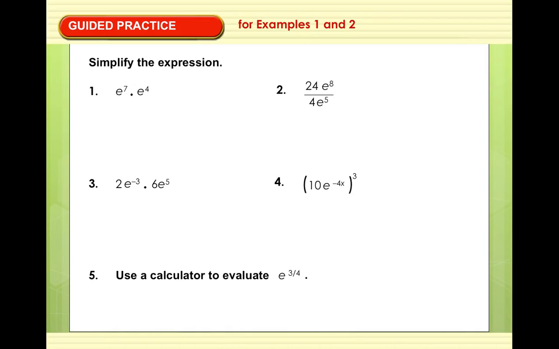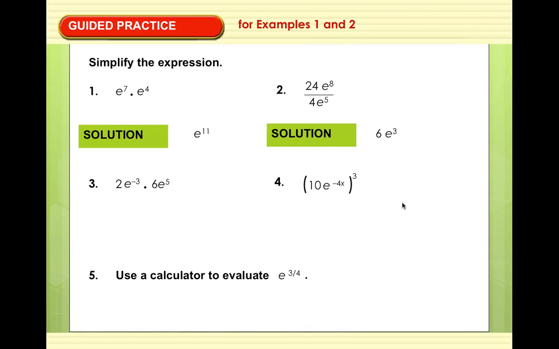Alright, so in number 1, we have e to the 7th times e to the 4th. That means we just need to add exponents to simplify our expression to e to the 11th. In number 2, we have 24e to the 8th over 4e to the 5th. We're going to simplify the 24 over 4 and make that 6. And then we're going to subtract the 8 minus 5 to get e to the 3rd. So 6e to the 3rd is our simplified answer.